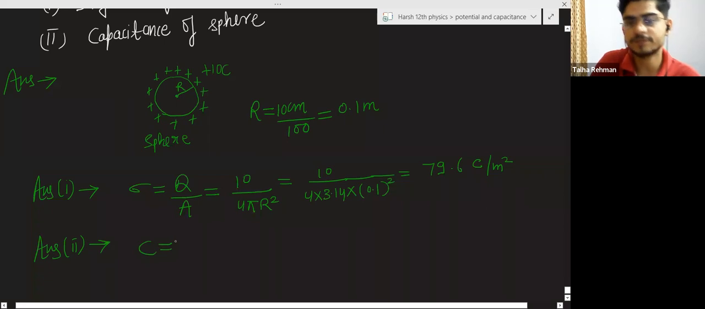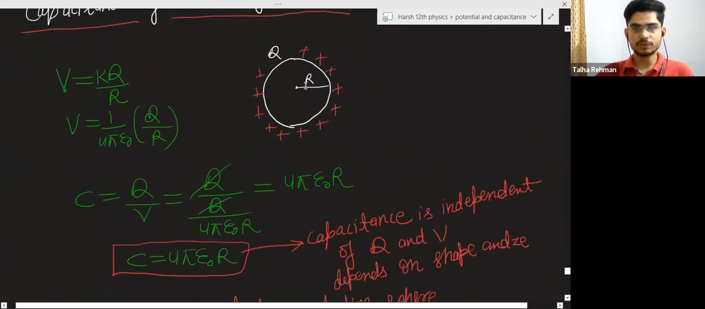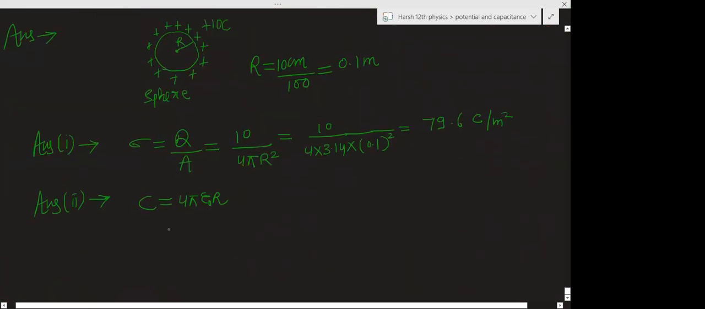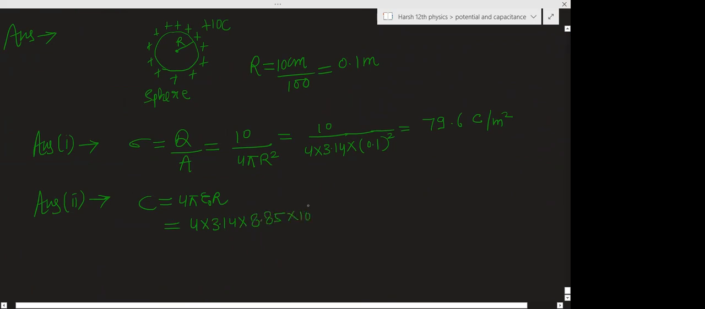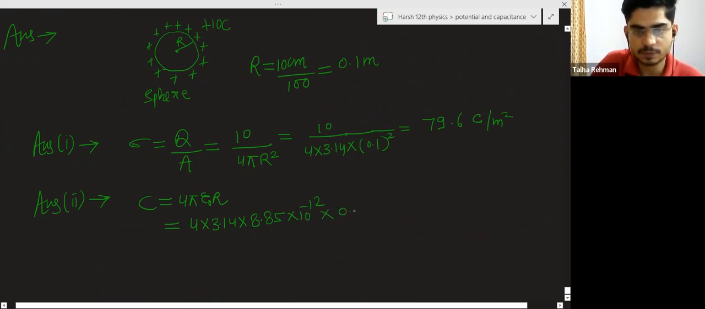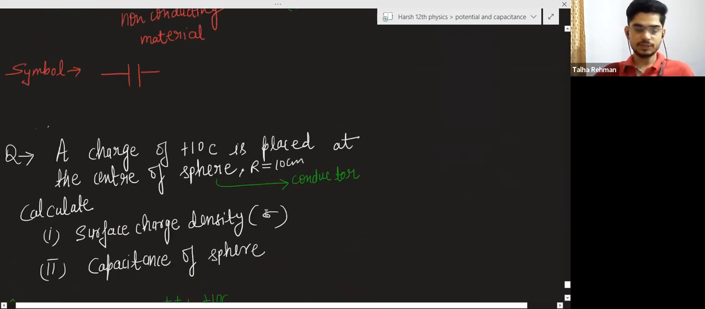Another thing is the capacitance of the sphere. We know for a spherical conductor, the capacitance is 4 pi epsilon naught r. I have discussed this earlier. C is equal to 4 pi epsilon naught r for a sphere. So we have 4, this is 3.14, epsilon naught is 8.85 into 10 raised to minus 12, r is given as 0.1, and when you calculate, you will get the answer 11.11 into 10 to the power minus 12. So these kinds of questions you can get in your examination.